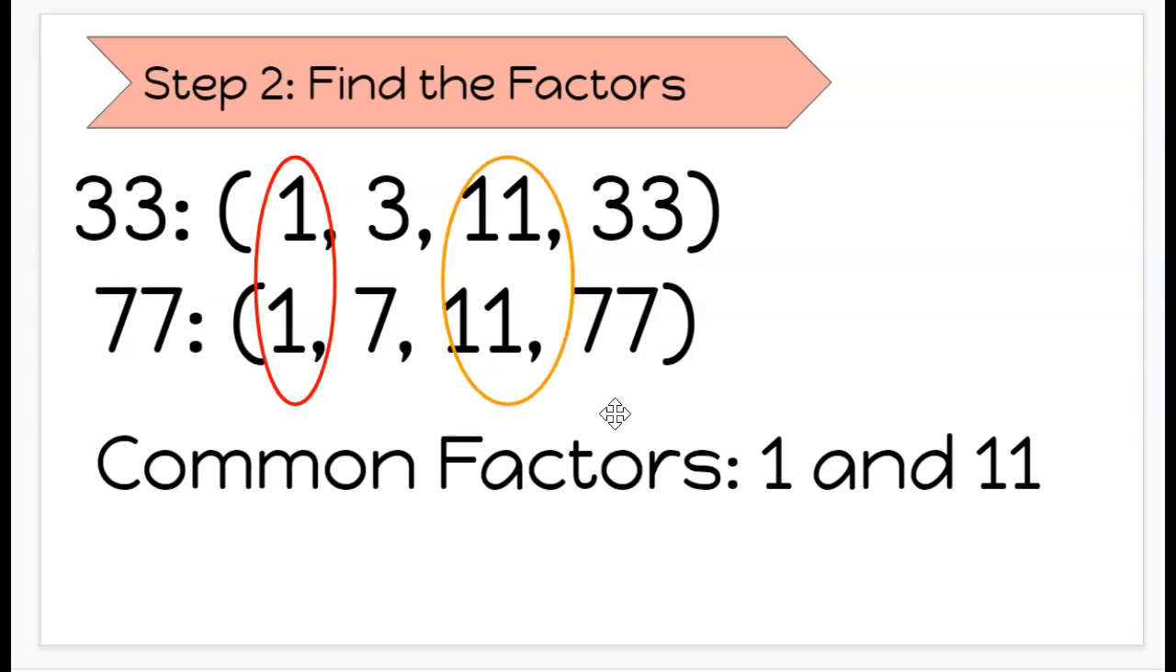Remember, to find the common factors, we need to look for the numbers that appear in both lists, which I can see are 1 and 11. So my common factors are 1 and 11. And boys and girls, remember what I had said: make sure that you list your common factors from smallest to largest. 1 to 11.